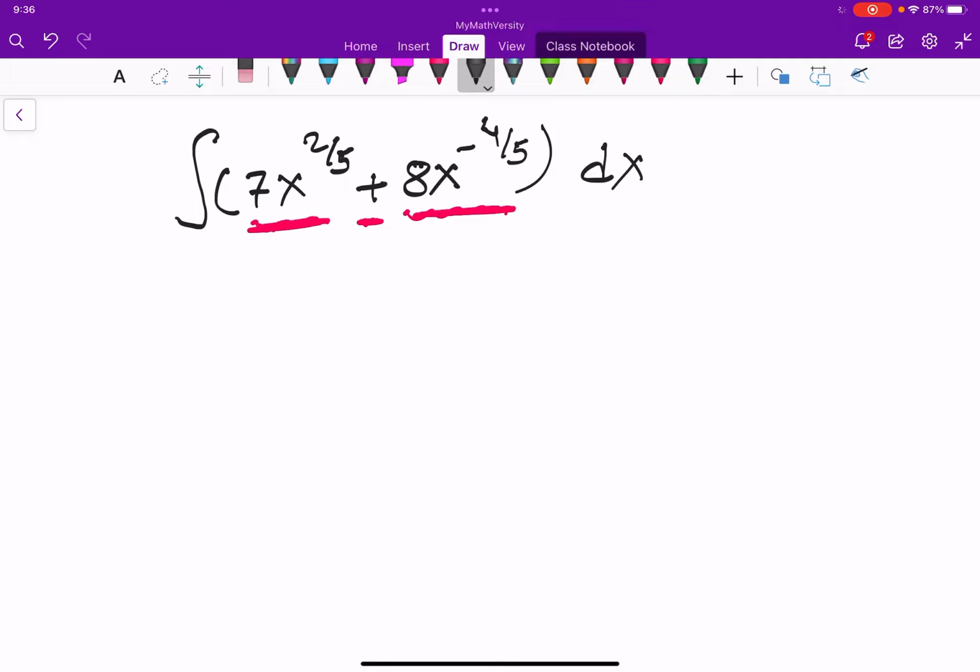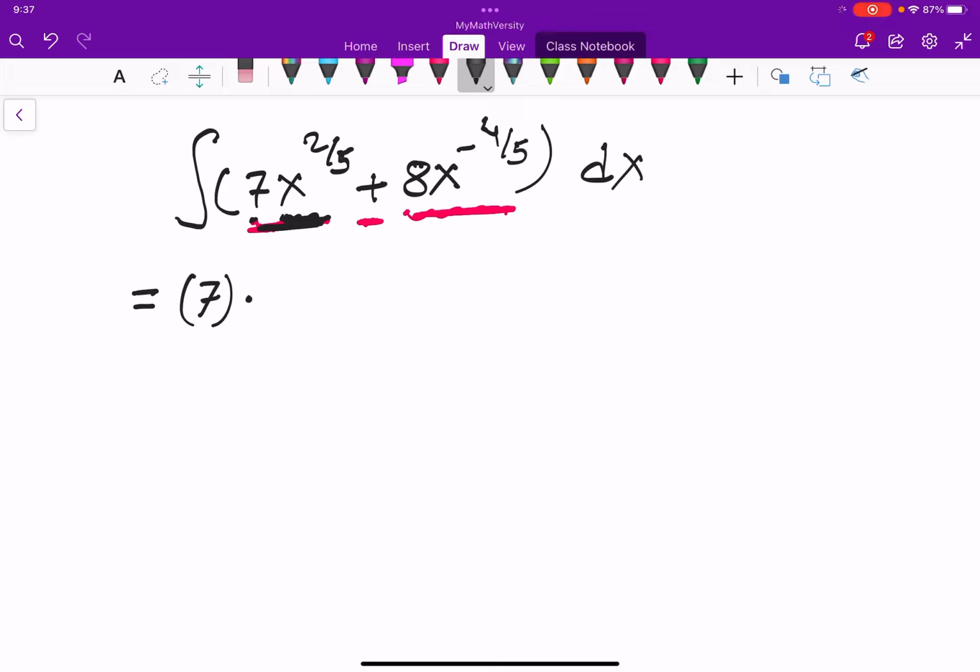All right, so let's find the antiderivative of the first term, where we have a constant multiplied by x to the power 2 over 5. So we can use the constant multiple rule, which is to find the antiderivative of x to the power 2 over 5 and then multiply by 7. But what is the antiderivative of x to the power 2 over 5?